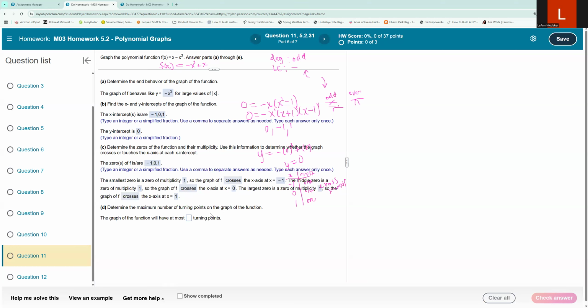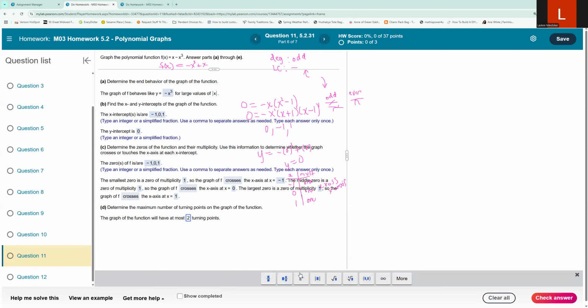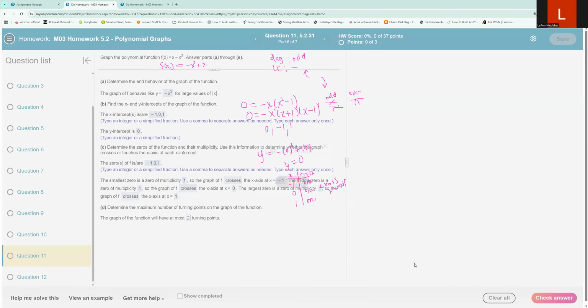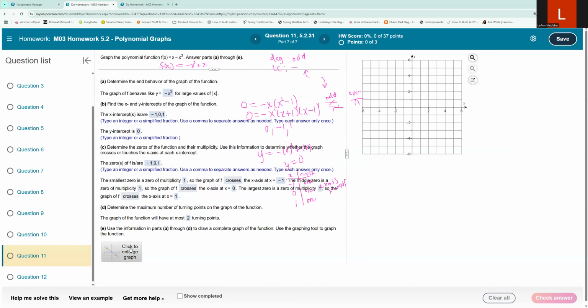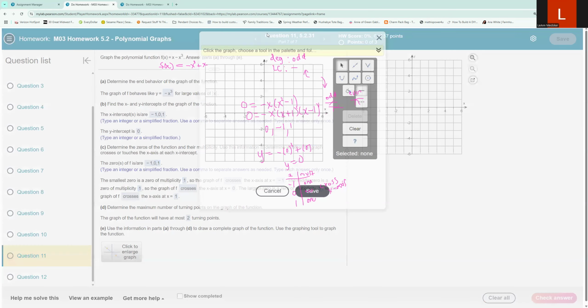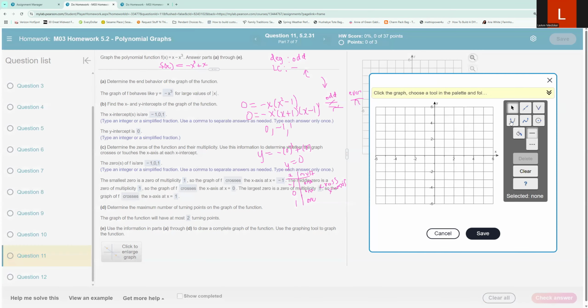Your maximum number of turning points is always 1 less than your highest degree. So we can have at most 2 turning points. Okay, and then we're going to graph it. So this is where we needed that end behavior information to help us. This one's supposed to behave like a polynomial, so this graph, notice, has this polynomial kind of multi-point shape.